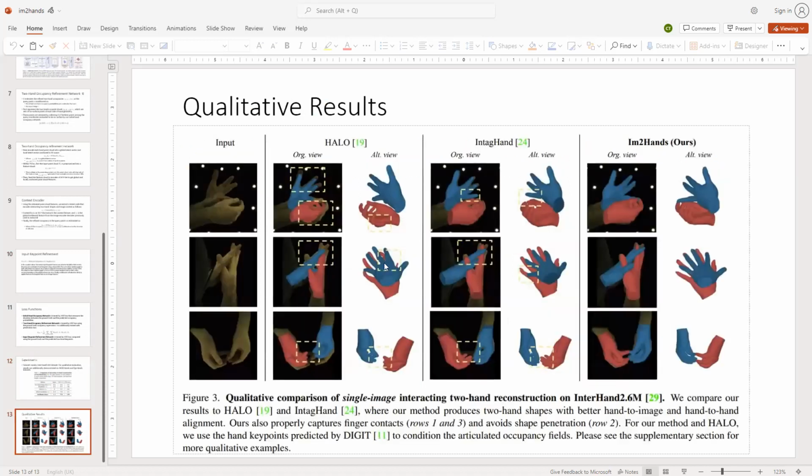And here are some qualitative results. They have highlighted the points where the previous methods tend to fail. Even though in the input image there is clear contact between the two hands, Halo and the other modified methods, which were originally meant for just a single hand representation, failed to capture this, but Im2Hands captures it pretty well.